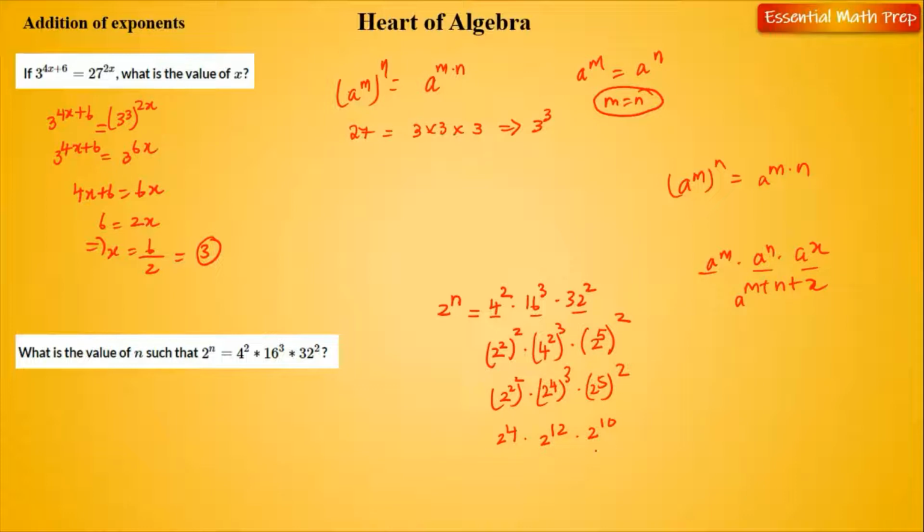The base is the same in all 3 cases, which is 2. So it's 2 power 4 plus 12 plus 10, right? Which is 2 power 4 plus 12 is 16, right? 16 plus 10 is 26, so 2 power 26.